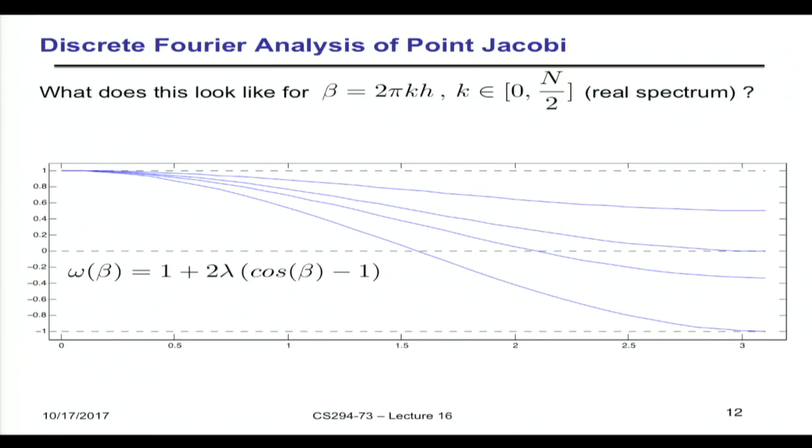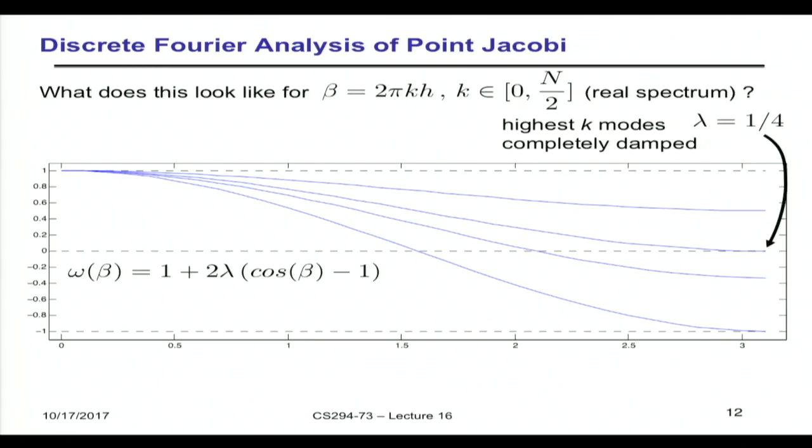What does this look like as a damping operator for one pass of point Jacobi for all the wave numbers you might have in a given problem? So, for example, I was just talking about that a choice of 1/4 for the highest wave number, that would be a plus minus pattern, kills it right there, 0.